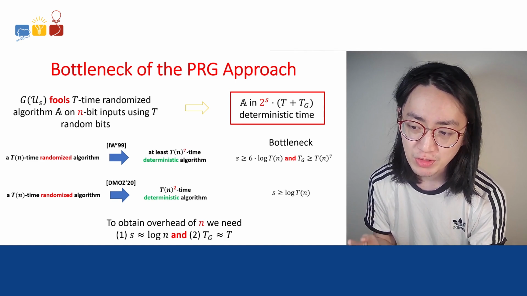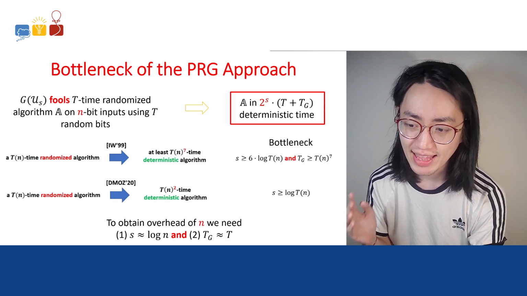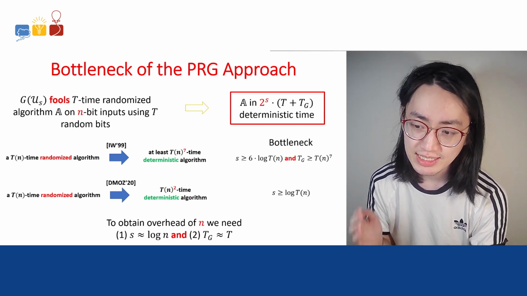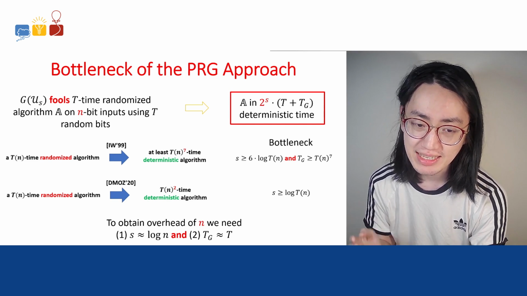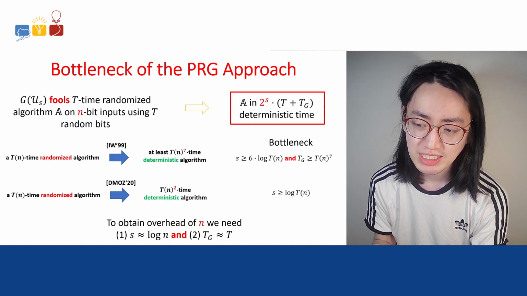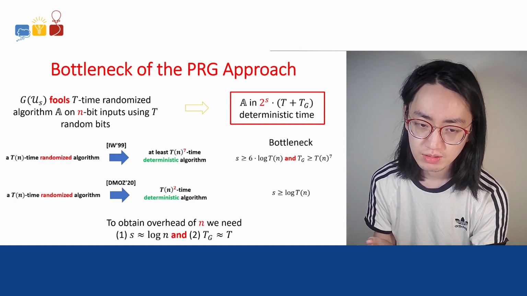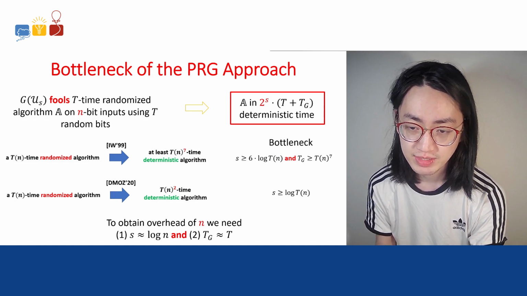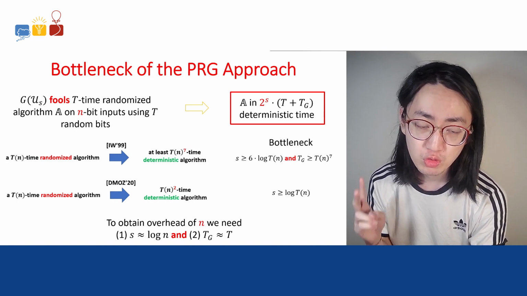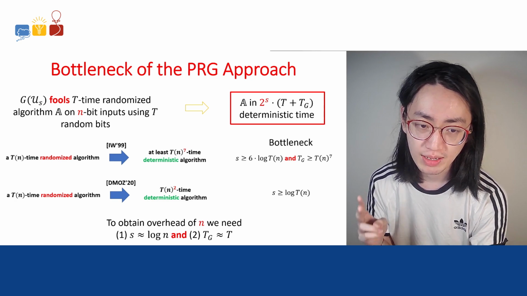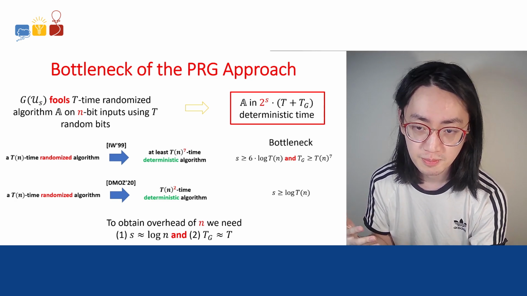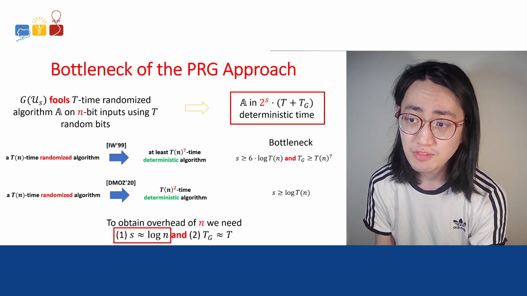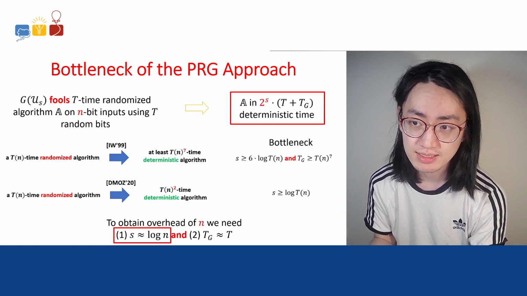Recall that we are aiming to get an overhead of roughly n. To achieve this, we would require the seed length to be roughly log n, and the running time of the generator to be roughly the same as the running time of the algorithm T. So we have two requirements for our approach to work. So we'll first be discussing the seed length.